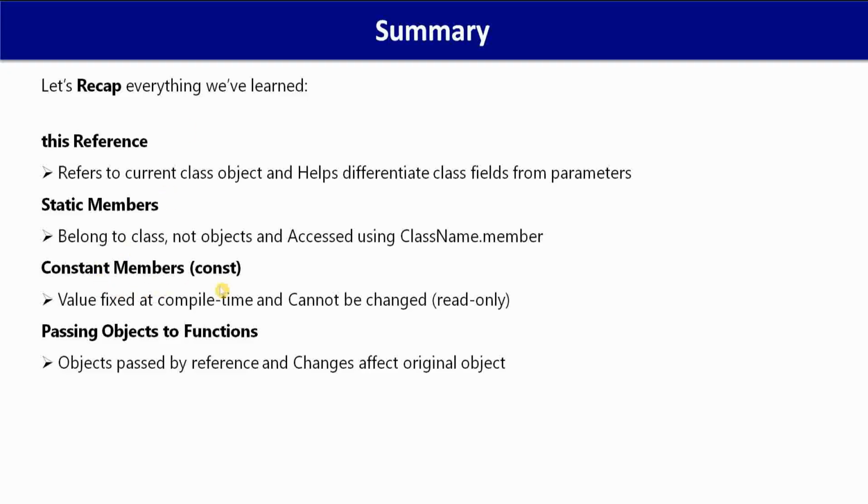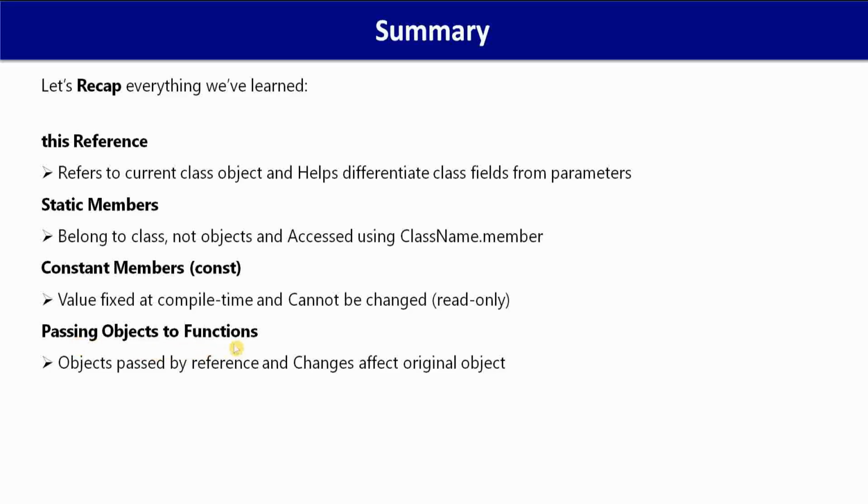Constant members are declared with the const keyword. A const is something we do not modify. If we initialize it one time, meaning provide some value to that particular property, a constant variable, then we cannot modify it throughout the program, because its value is fixed at compile time and cannot be changed. It is read only, so we cannot modify that value.